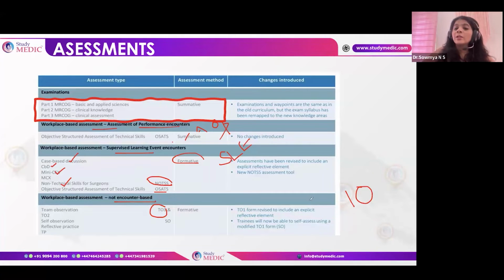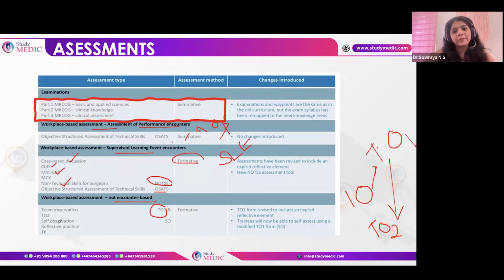And this is what is called TO1. When you submit the TO1 form to your educational supervisor, the 10 forms for ARCP, he would calculate the score, and that is what is called team observation 2. So this is what would be discussed in the ARCP panel.